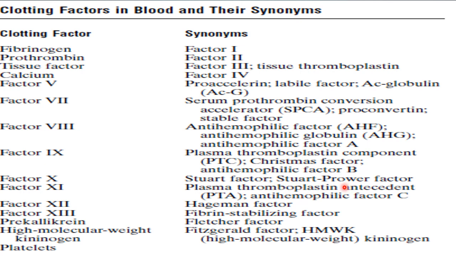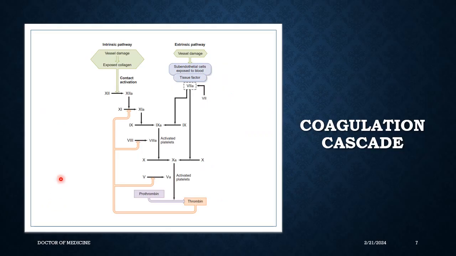Plasma thromboplastin antecedent, okay? So the important factors that we need to know their names are fibrinogen, that's your factor 1, and prothrombin, factor 2. We need to know tissue factor, which is factor 3. Most importantly, we need to know your factor 10. It's called the Stuart-Prower factor. We need to know your factor 13, called the fibrin stabilizing factor. We also need to understand the functions of factor 8, known as the anti-hemophilic factor A. Okay, so let's look at the different coagulation cascades.